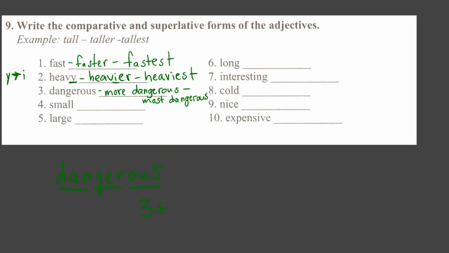So because it is a long word, we do not use ER or EST. Instead, we use more and most. Okay, small. Small is only 1 syllable. So this one's a little easier. Smaller. And smallest.